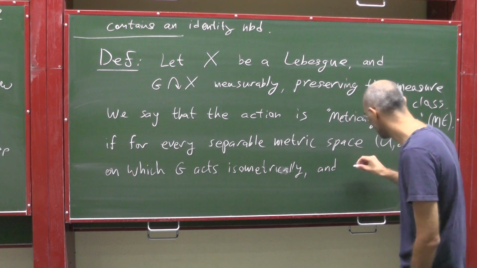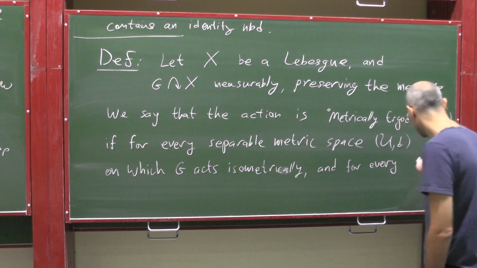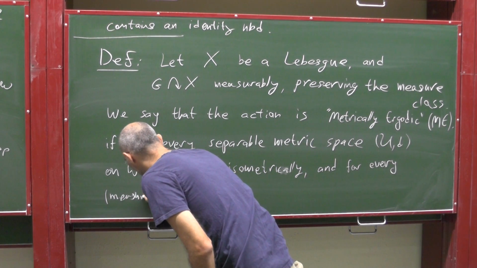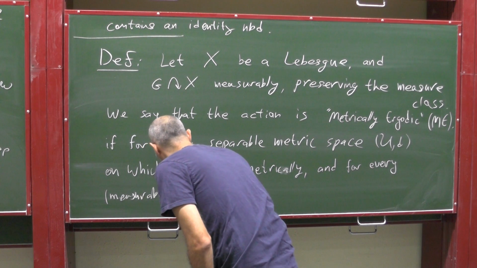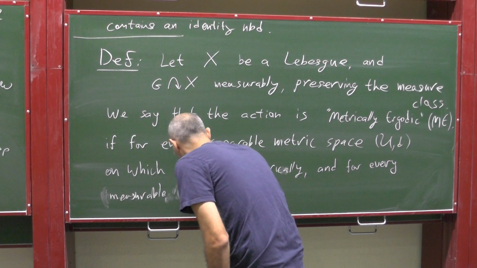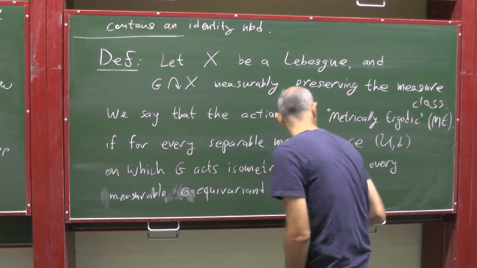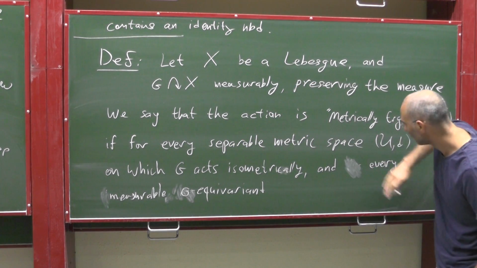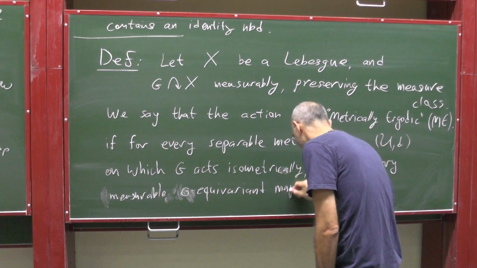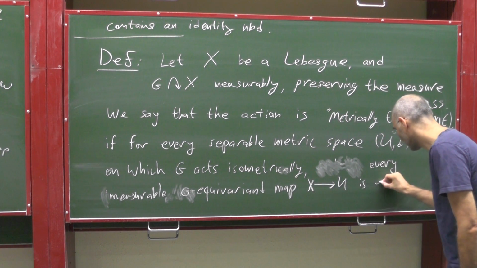and for every measurable G-equivariant map from X to U is essentially constant.